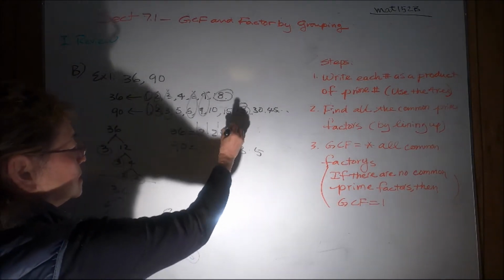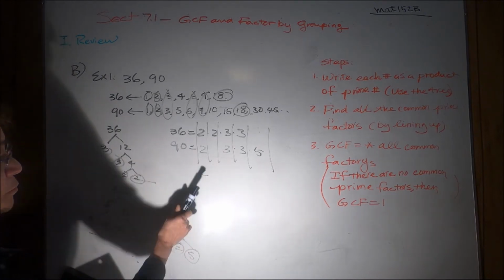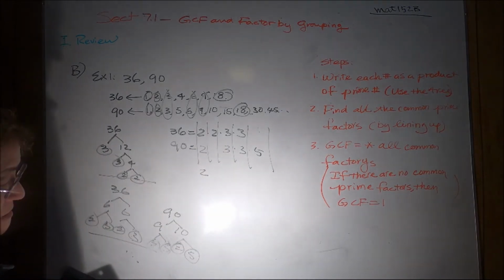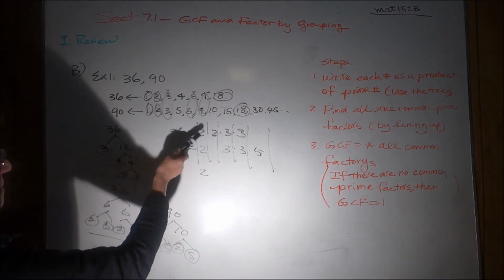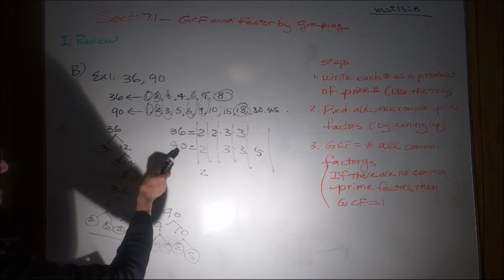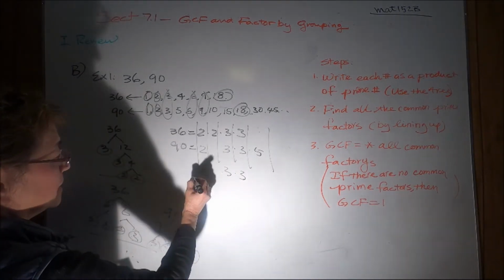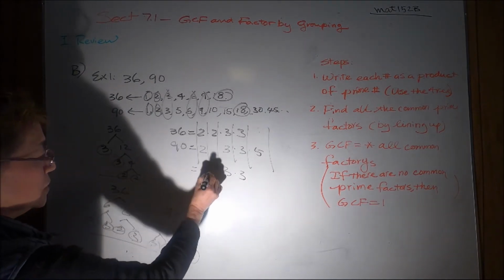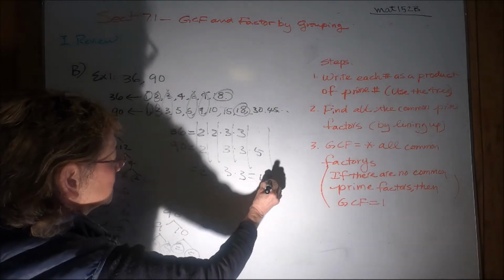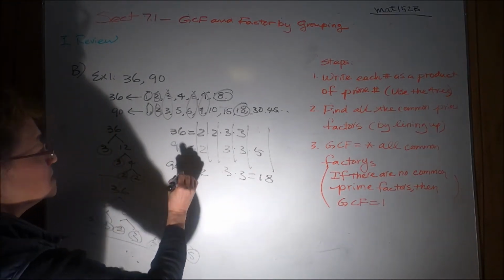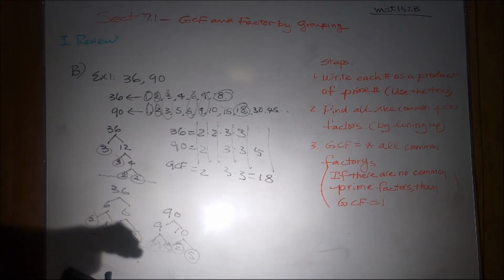Then take a look. What do they have in common? You break down to the smallest units. So these 2 belong only to 36, not 90, so it's not common. So you do 3 and 3, right? Then what do you do? You multiply them together. 2 times 3 times 3 is what? 18. That would be your GCF.